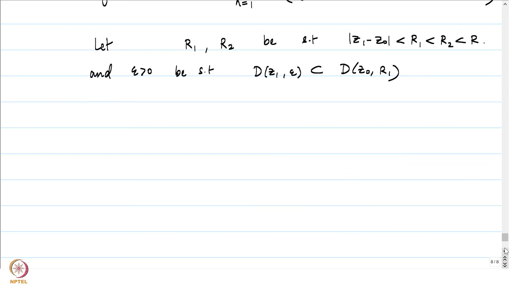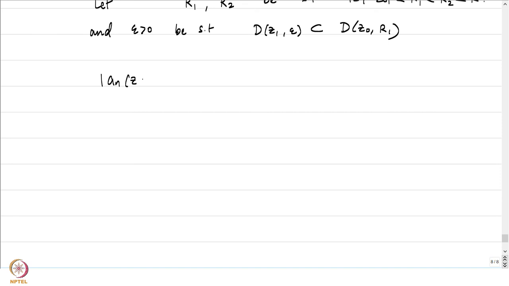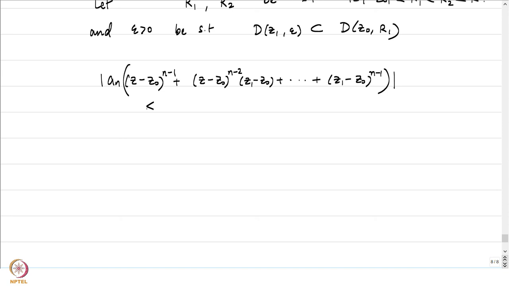Let us now study the terms which appear here. Let us analyze each of those terms. Then we will be able to conclude that mod of a_n times (z minus z naught to the power n minus 1 plus z minus z naught to the power n minus 2 times z1 minus z naught to the power 1, and so on, up to z1 minus z naught to the power n minus 1) is certainly less than or equal to mod of a_n times n into r1 to the power n minus 1. We can conclude this because z and z1 both are inside the disk of radius r1 around z1. So, the distance is less than or equal to r1, and there are n terms which feature over there.